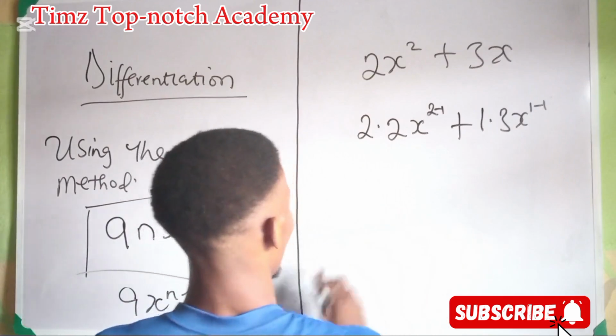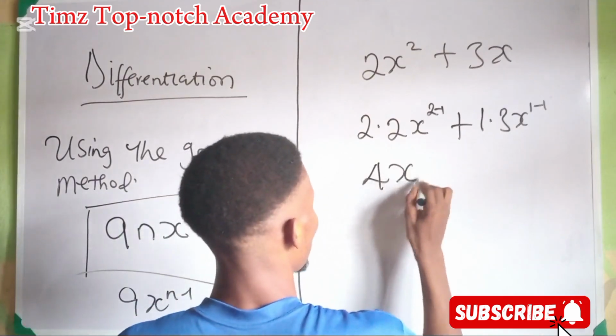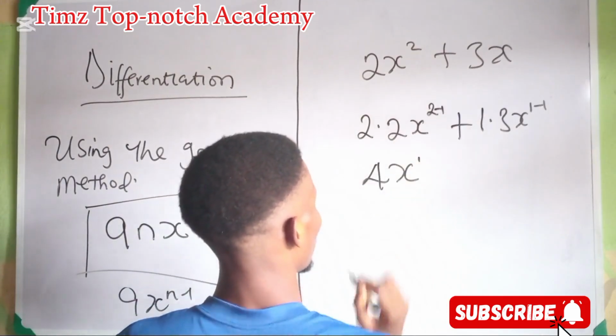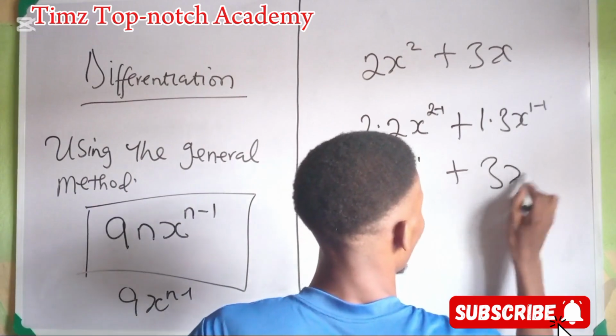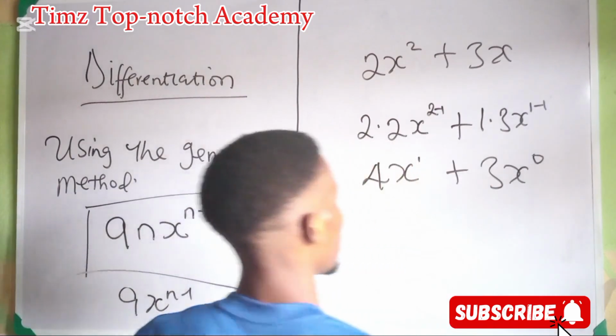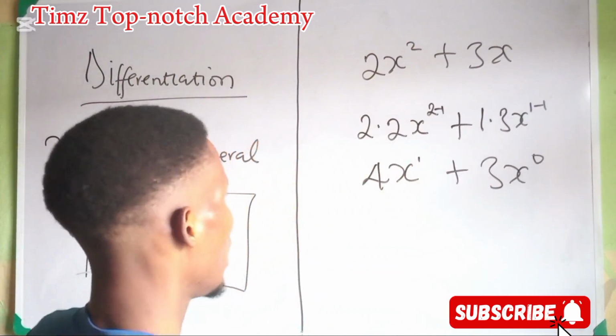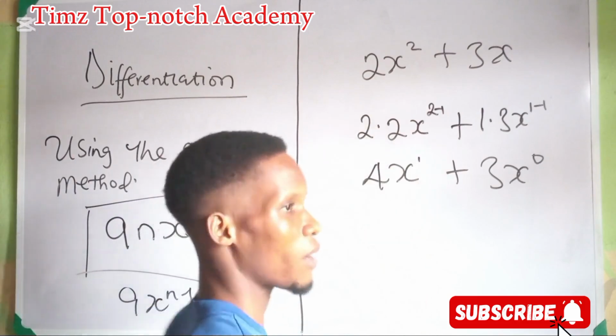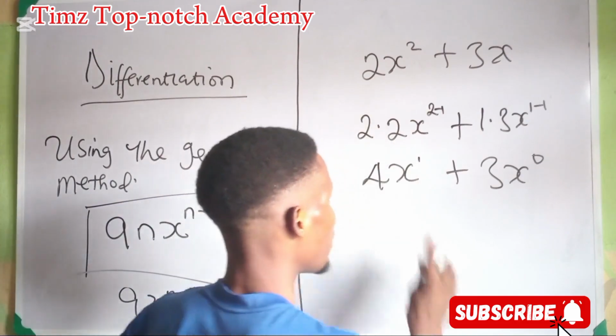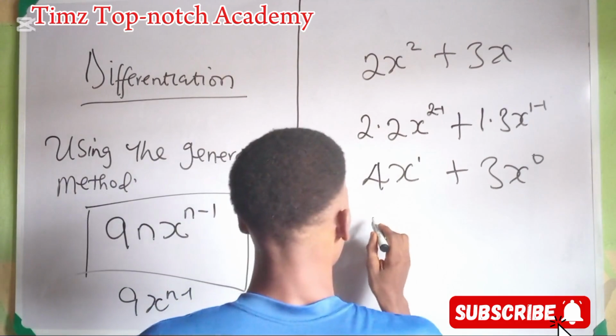And doing that now, we have 4s raised to power 2 minus 1, which is 1. Then plus 1 times 3 is 3, 3s raised to power 1 minus 1, which is 0. Do you understand? So let's look at this again too. You will say 4s raised to power 1; anything raised to power 1 is the same as the number. So we're having here x.